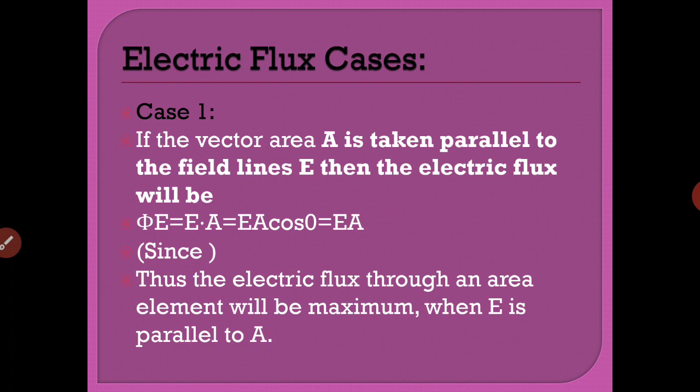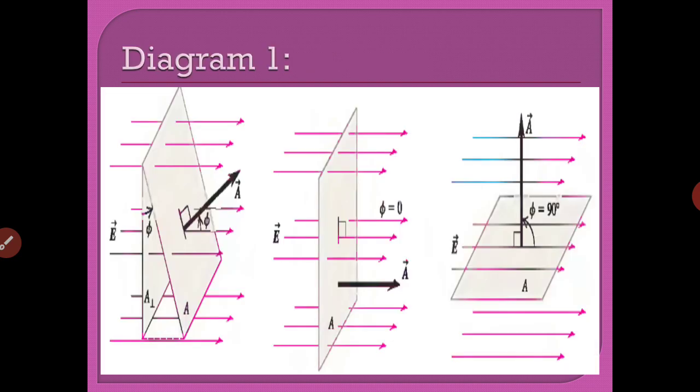Thus the electric flux through an area element will be maximum when E is parallel to A. In this diagram I will show you, if you look at the first one, in this the area is making some angle phi. So neither maximum nor minimum lines will pass, but some lines between the maximum and minimum will pass.